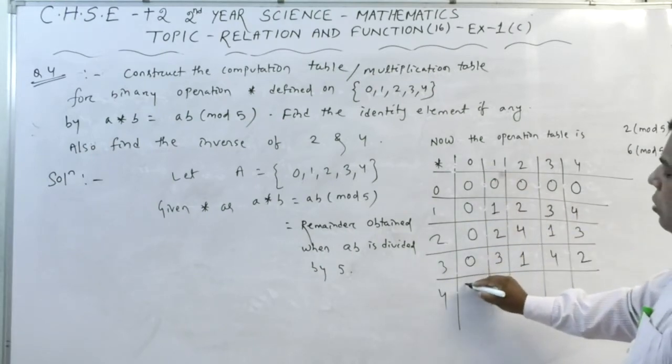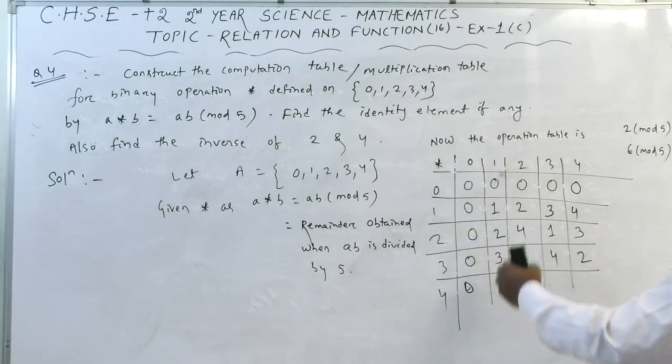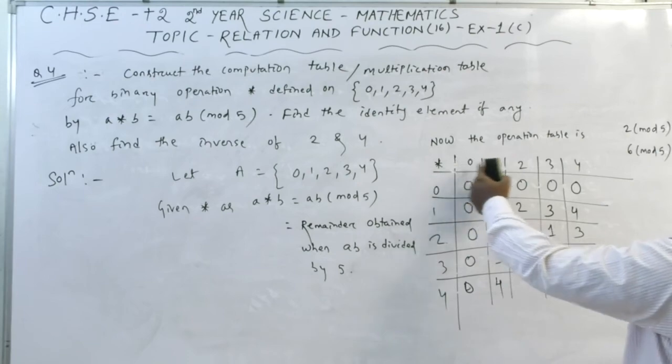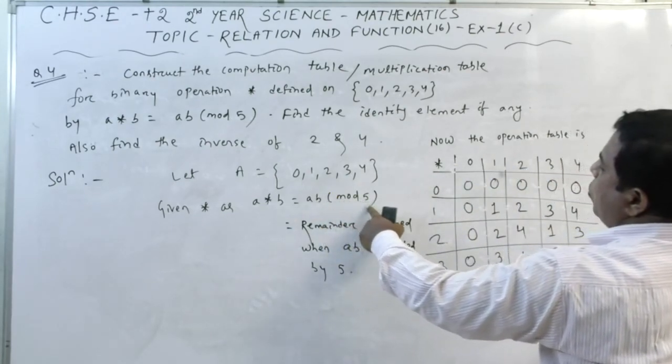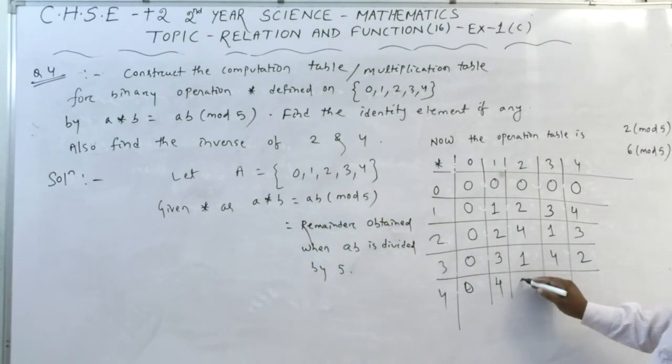Now 4 star 0, what is 4 star 0? It is 0, so the remainder is 0. And you see 4 star 1, it is 4 modulo 5, so the remainder is 4. 4 star 2 means what? 4 into 2, 8. 8 modulo 5. So when you divide 8 with 5, you get the remainder as 3.